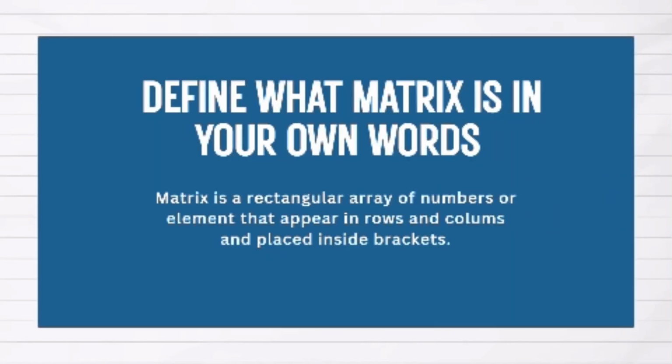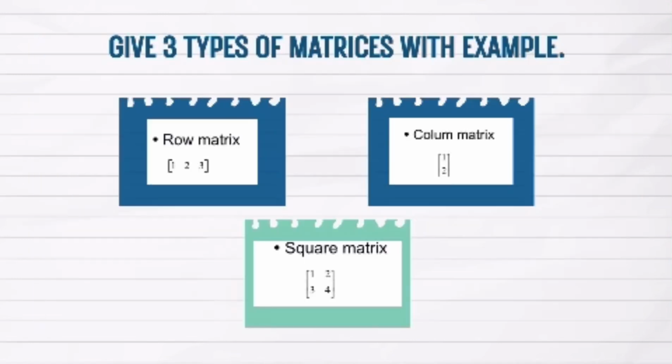Assalamualaikum warahmatullahi wabarakatuh. My name is Alia Maisara binti Zulkafli. Define what a matrix is in my own words. A matrix is a rectangular arrangement of numbers, symbols, or expressions organized in rows and columns. Give 3 types of matrix with example.